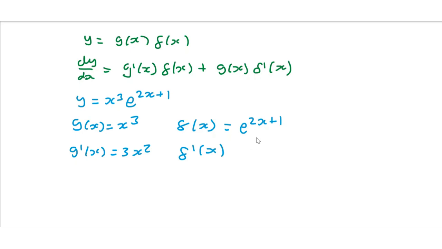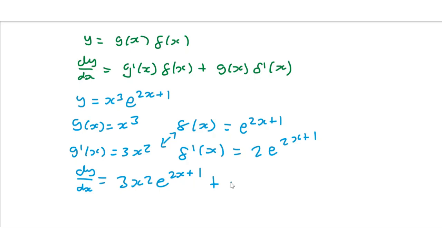f dash of x is a little bit trickier, by the chain rule that we did in the last video, it is equal to the derivative of this part here, so that's just 2, and then e to 2x plus 1. And then by the product rule, dy over dx is equal to 3x squared e to the 2x plus 1, that's this multiplication here, and then 2x cubed e to the 2x plus 1, and that comes from this multiplication here.